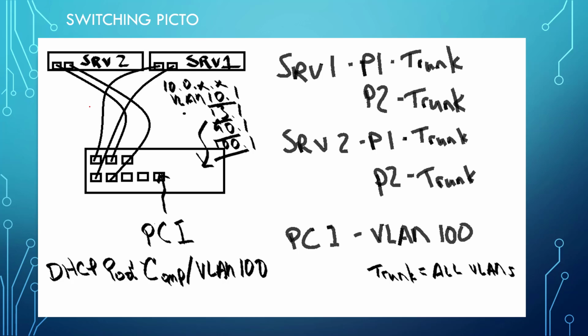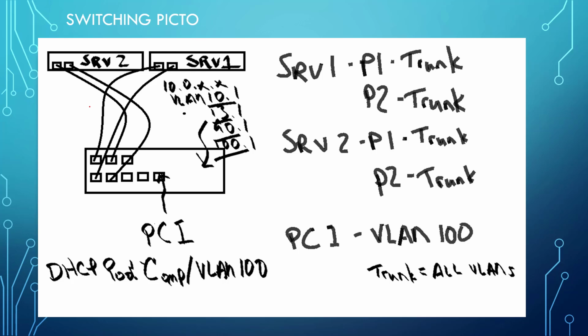Here's just a quick little switching pictograph. From one of the pictures and potential videos you'll see later, we have two servers, server 1 and server 2, that are going to connect to our 3560. My PC will also connect to this 3560 and will have a DHCP pool on it so the PC can get an IP address. Server 1, ports 1 and 2 will be a teamed trunk, server 2 the same thing, and of course PC1 in VLAN 100.